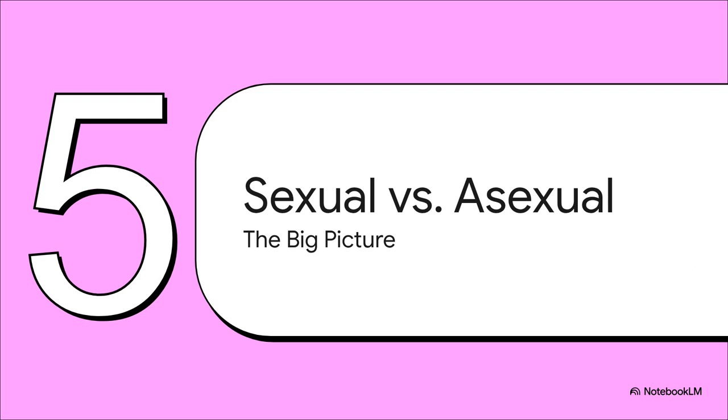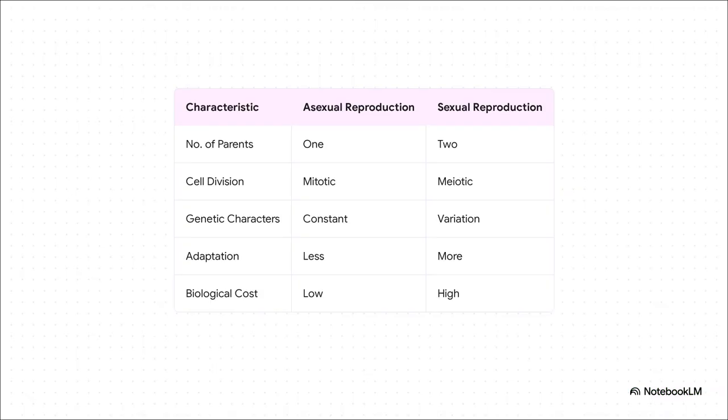So now it's time to zoom out, put everything into perspective, and ask the big question. Which is better, sexual or asexual reproduction? You know, it's really a story of two different strategies. Asexual reproduction is all about speed and efficiency. It uses mitotic division, which is basically like a biological photocopier, just churning out identical copies. It's fast, it's easy, but if there's a problem, every copy has that same problem.